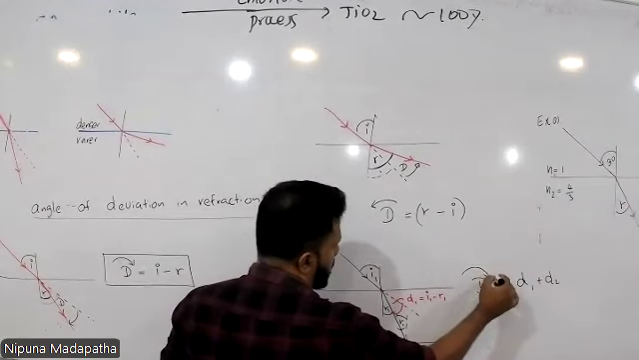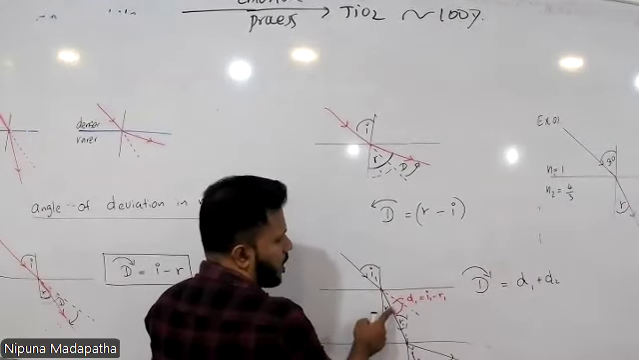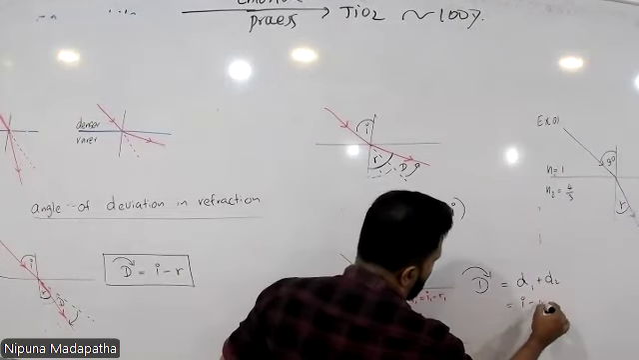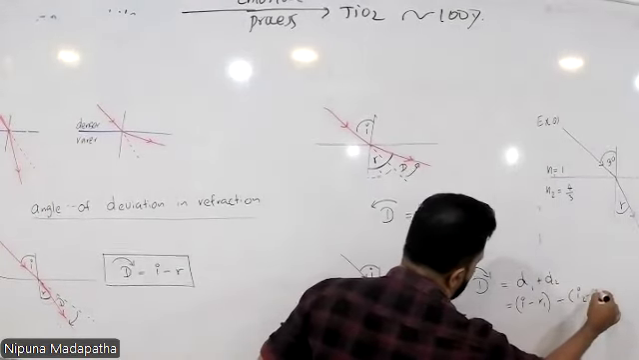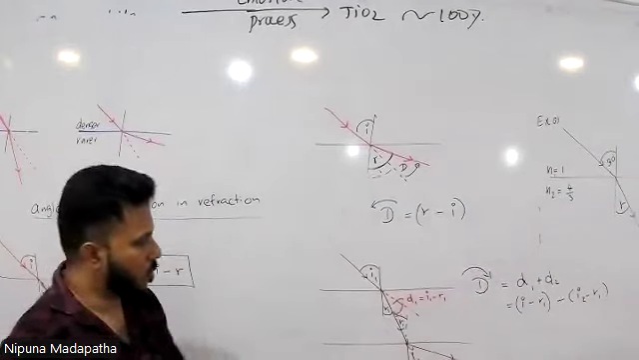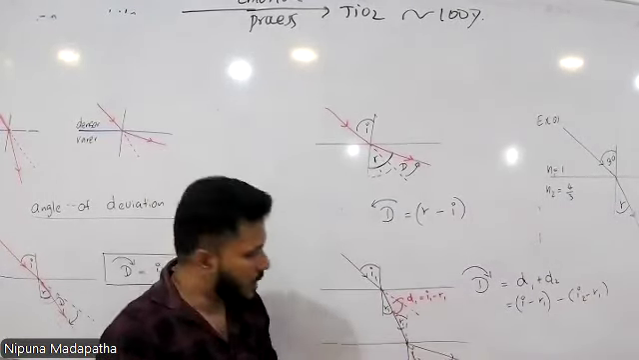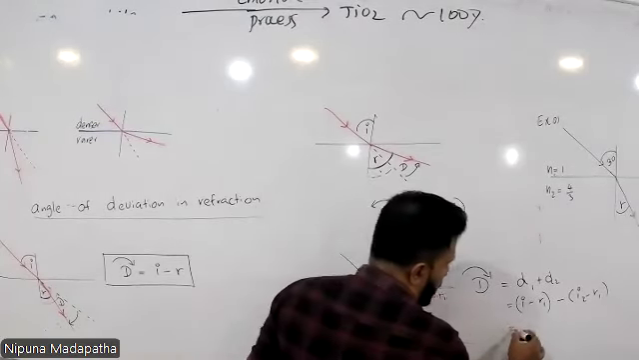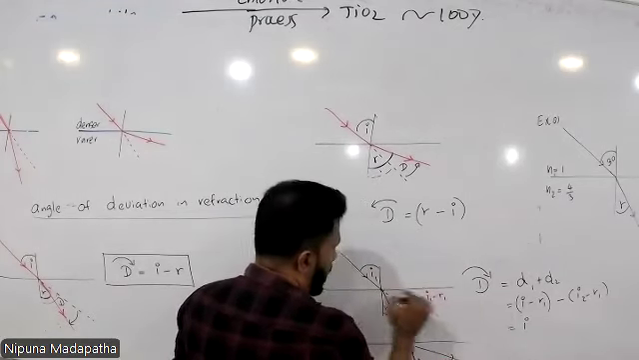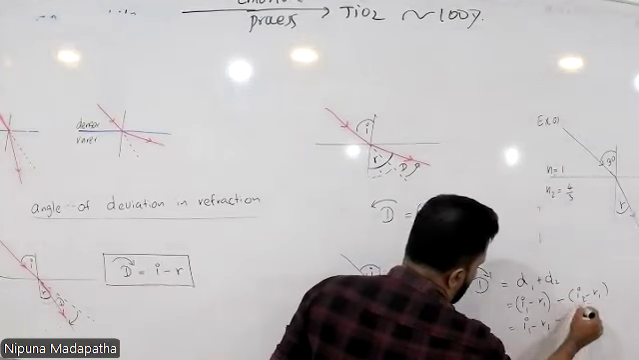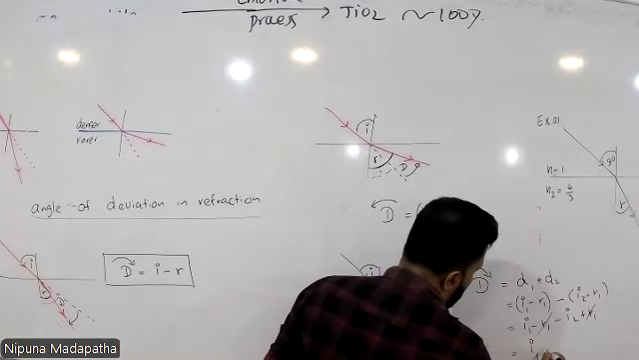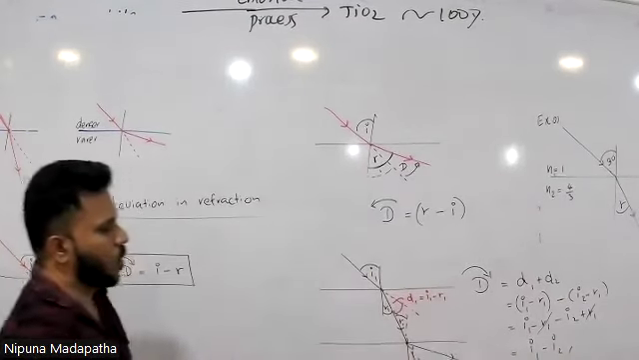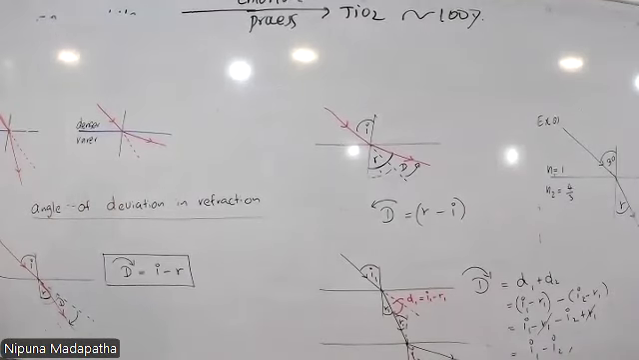If we take clockwise angles as positive, D1 is positive, so it is I1 minus R1. But here D2 is negative, since it is anti-clockwise, so it should be negative of I2 minus R1. So I1 minus R1 minus I2 plus R. So the total angle of deviation of the ray is I1 minus I2. That is how you need to get the angle of deviation.